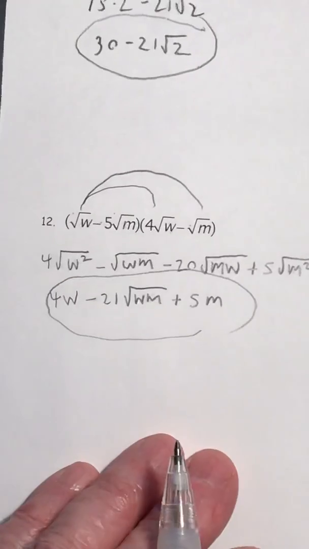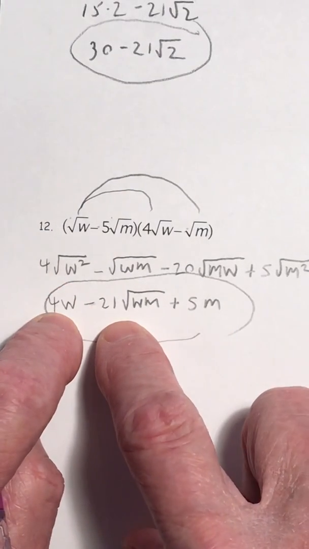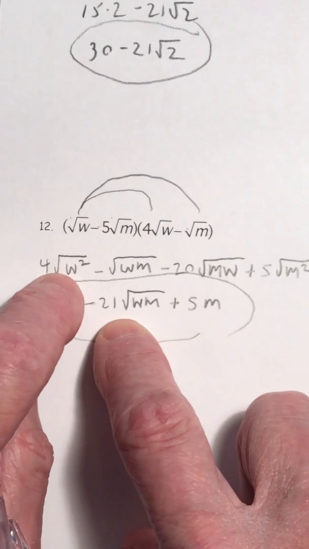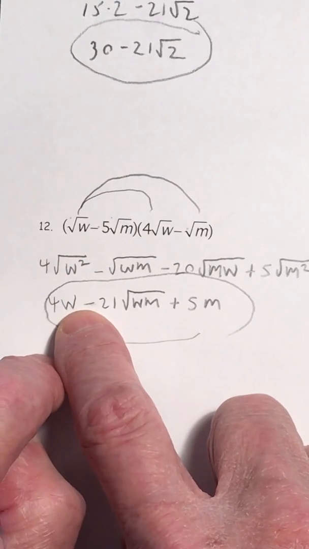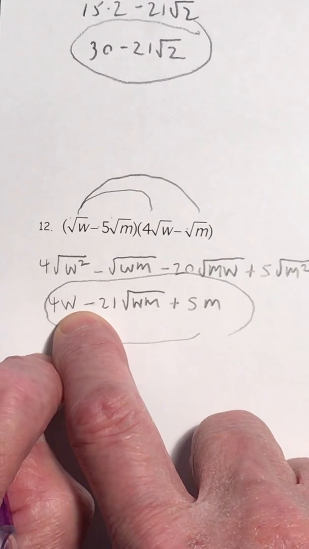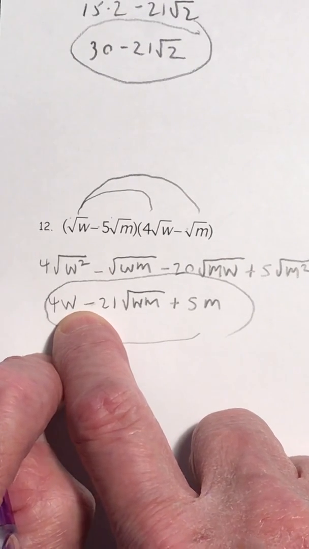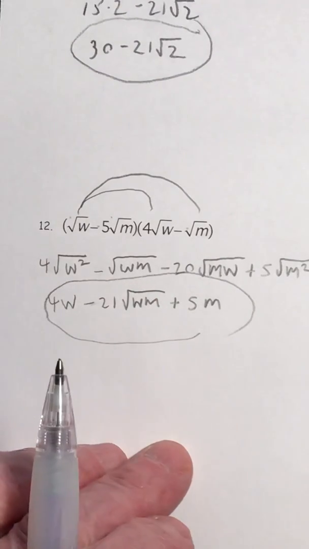Oh, and if anyone's thinking, well, why am I not using absolute value here? Good observation. If w was negative and we squared it and then took the square root, we'd get the positive, opposite value of the negative w. But we're assuming in all of these that the variables are not negative.